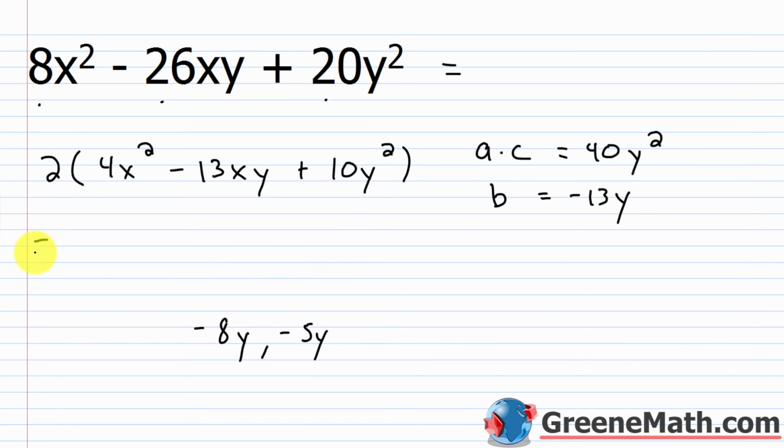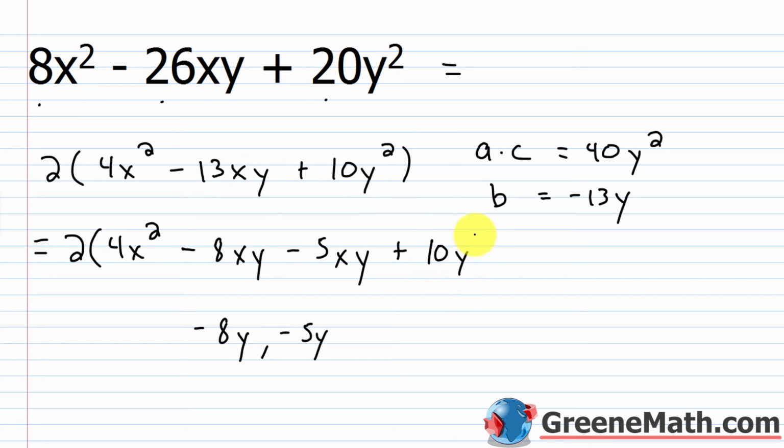So I'm going to say this is equal to, we'll have 2 times the quantity. You'll have 4x squared. Now the middle term, I have negative 13xy. So I'm going to use these two. I'm going to put minus 8 and then x and then y, and then minus 5 and then x and then y. So basically I just said minus 8xy minus 5xy. We know that would end up being negative 13xy. Then plus, we have our 10y squared.